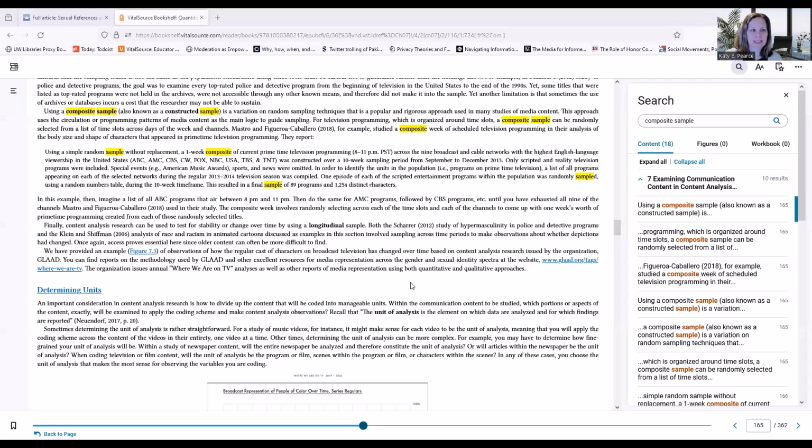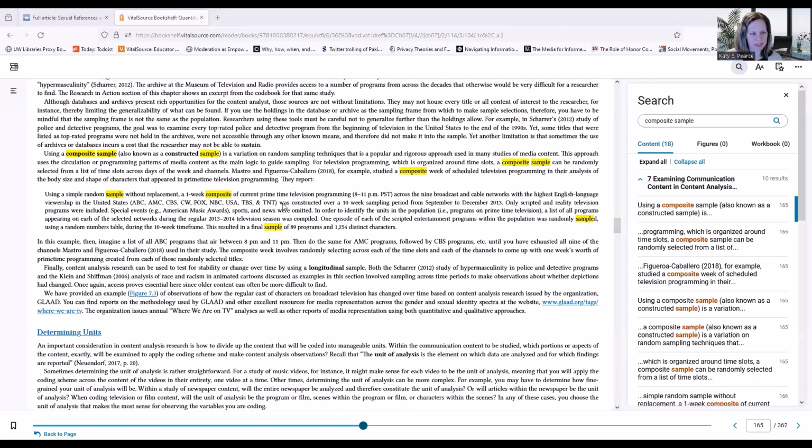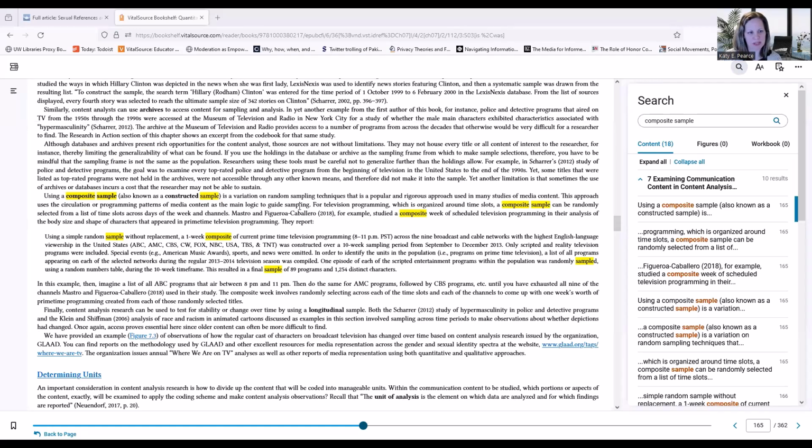So let me share my screen. I'm just going to show you all a couple examples really quick. This is the example from our textbook. They talked about a study from Dana Mastro and someone I don't know who did a television program study over a week. So they did a one week composite of current prime time TV across nine broadcast and cable networks with the most viewers, 10 weeks, only scripted and reality TV shows. They skipped special events like award shows. They had a list of all programs during the regular season. One episode within the population was randomly sampled, etc.